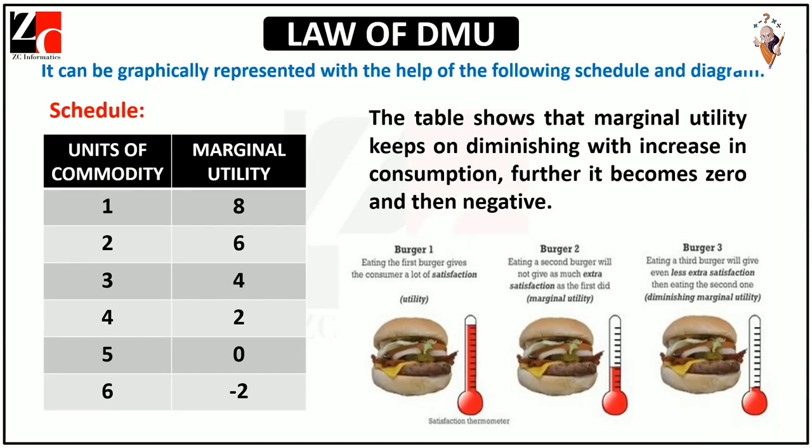As you can see in the above image, eating the first burger gives the consumer a lot of satisfaction, that is utility. Eating a second burger will not give as much extra satisfaction as the first did, so it is marginal utility. Eating a third burger will give even less extra satisfaction than eating the second one, so it is diminishing marginal utility.